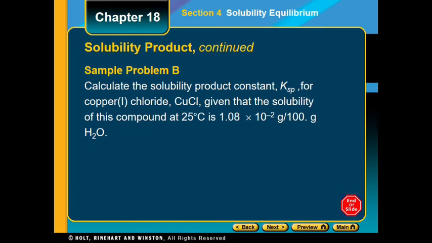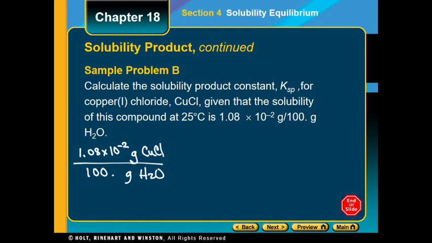In this one it says calculate the KSP for copper 1 chloride. It gave you the formula, and it gives you the solubility of the compound at 25 degrees Celsius. Here we have it written as 1.08 times 10 to the negative 2 grams CuCl per 100 grams of water. If we're going to put anything into our KSP, it's got to be in moles per liter. So we're trying to get this switched over to solubility in moles per liter.